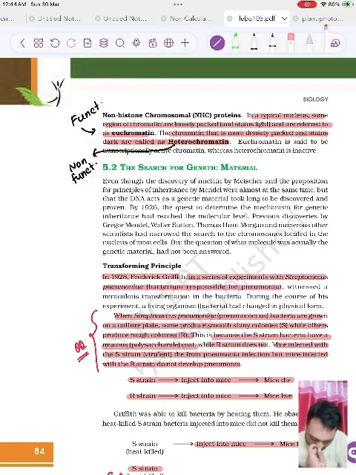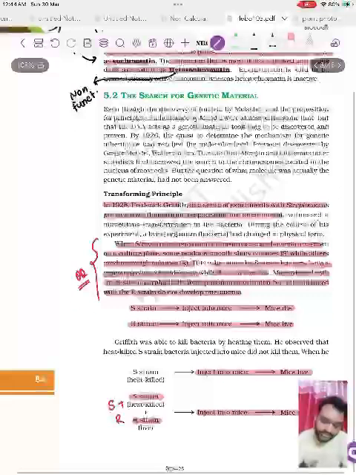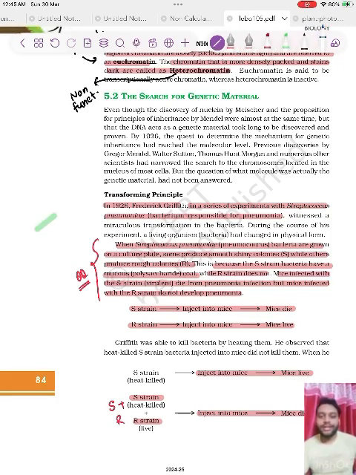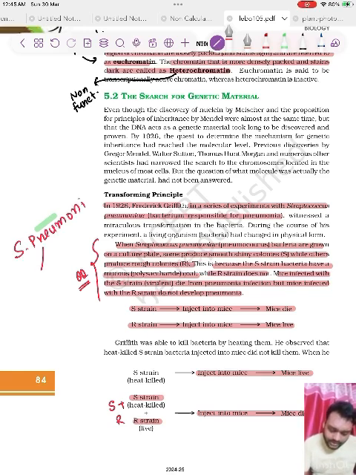So how did we find that DNA was the genetic material? There is the transforming principle, which was done by Frederick Griffith. Griffith did a great thing: it was his transformation principle. He took Streptococcus pneumoniae bacteria, which has 2 strains: one is the smooth strain and the other is the rough strain.